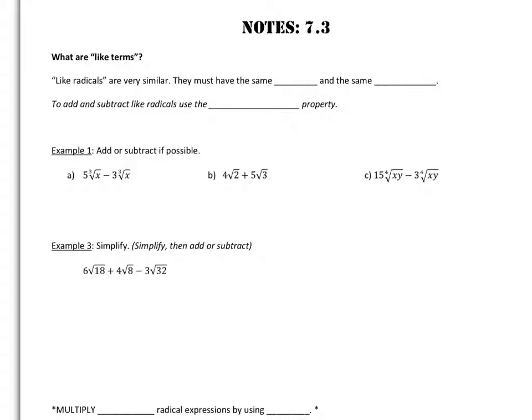So last week, in 7.2, we multiplied radicals together and divided them. This time we're doing more adding and subtracting.